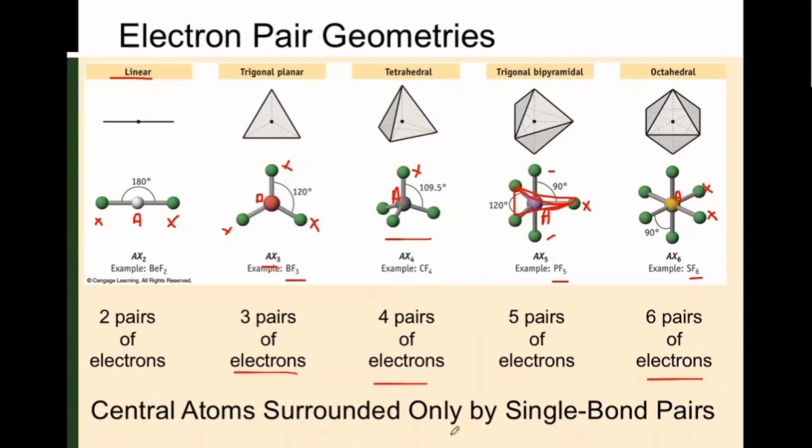So these are central atoms surrounded only by single bond pairs. So each one of these bonds, these AX bonds, is a single bond. There are no double bonds in this instance. And we also don't have lone pairs involved here. So that means that we can use our AX notation, where the A is the central atom, X is one of the atoms bonded to it. So we have AX2 for linear, AX3 for trigonal planar, AX4 for tetrahedral, AX5 for trigonal bipyramidal, and AX6 for octahedral.